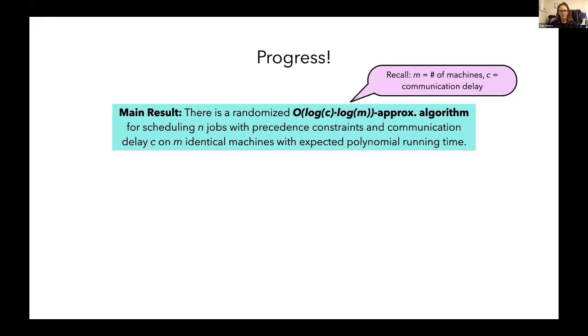So today I'm here to talk about some progress. In our work, we show a randomized log C, log M approximation algorithm for this problem. So you can always think of M, the number of machines, and C, the communication delay, as being less than N, the number of jobs. So this is like a log N squared approximation in the worst case. So today I'd like to walk you through an overview of our algorithm for this.